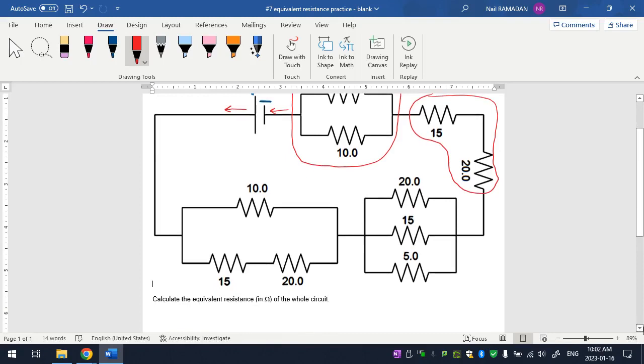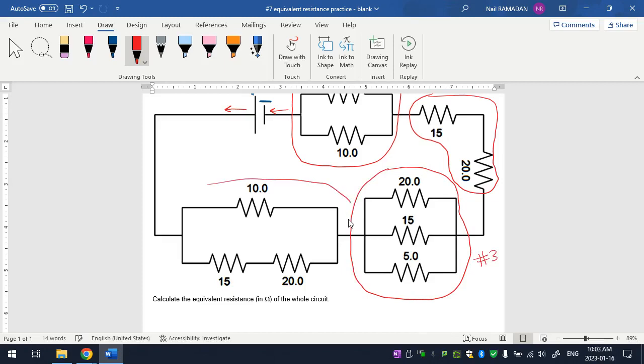Ali, where's your number three? 20, 15, and 5, the triple ladder. All right. And obviously, what leaves our last group? This one. 10, 15, and 20. The mixed. Okay. So let's calculate the what? The R equivalent of each single group. Of each single group. Okay.